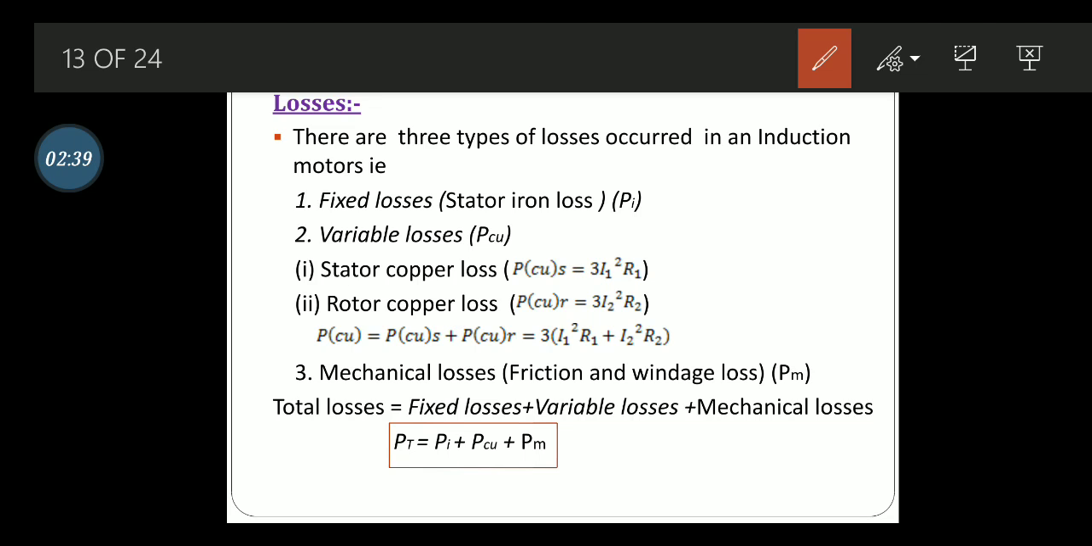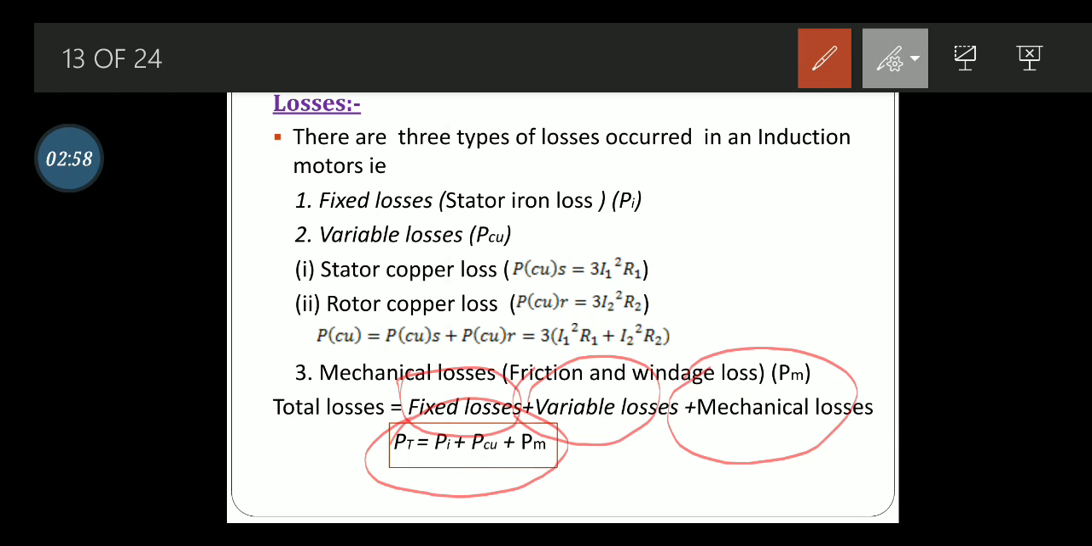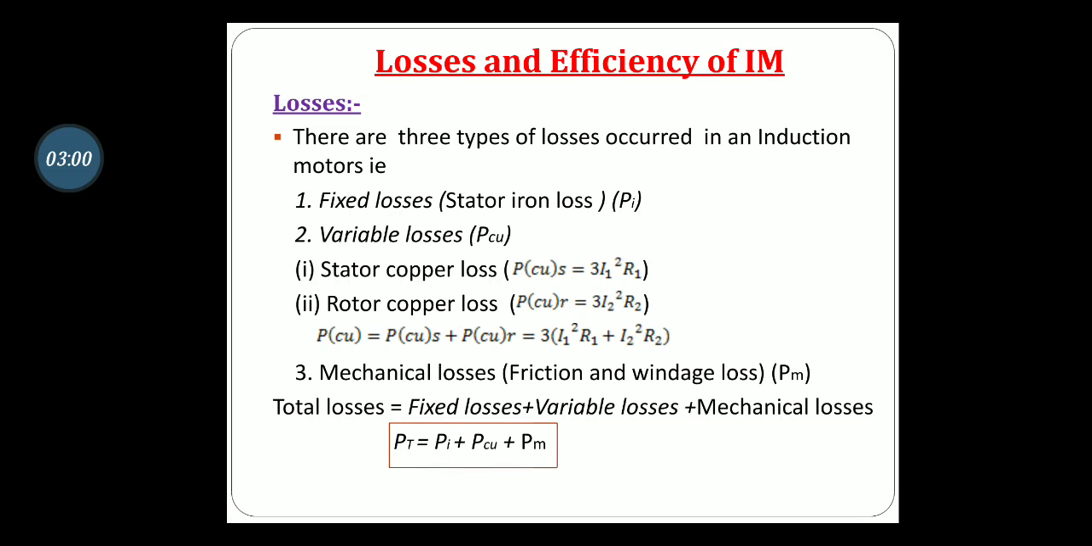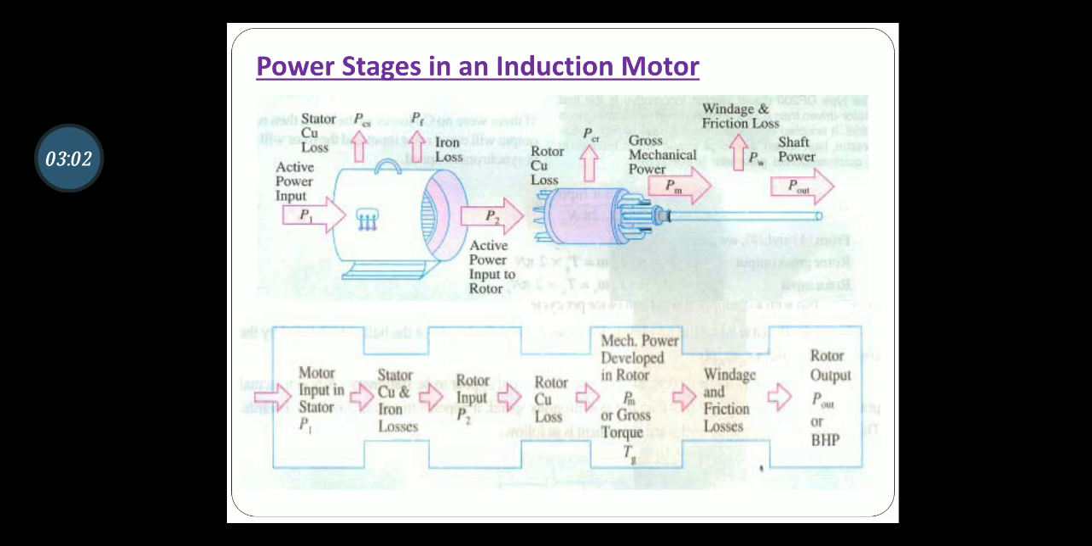So the total losses is given as the combination of these three, that is the fixed loss, variable loss and the mechanical losses. So since which can be given as P suffix T is the total loss, is the sum of Pi plus PCU plus Pm. Now let me study the power stages in an induction motor.